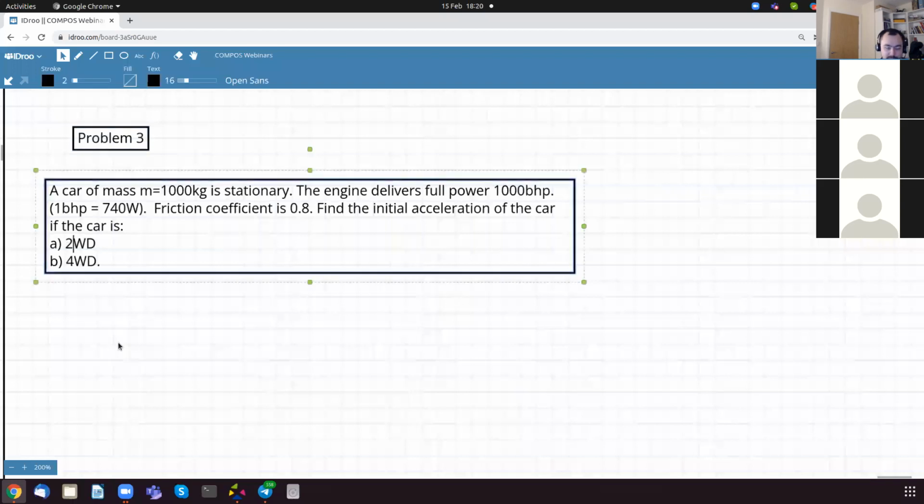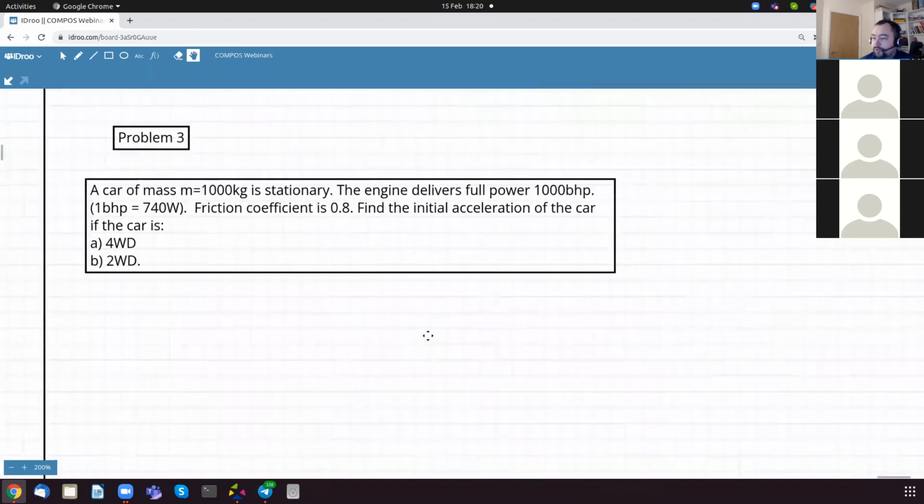Well, actually, you know what? We'll do 4-wheel drive first, and then 2-wheel drive. So can somebody help me with this? Maybe you can use your mic and tell me what's going on. How do you even approach a problem like this? What's going to happen?